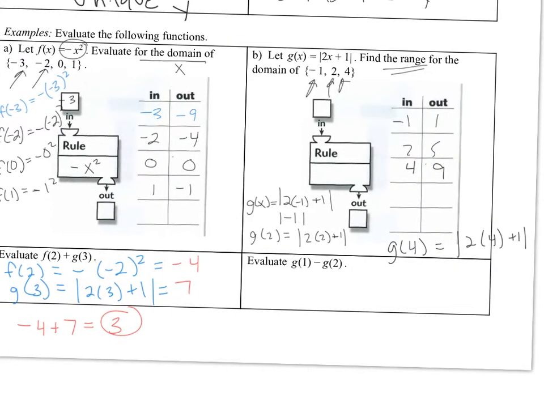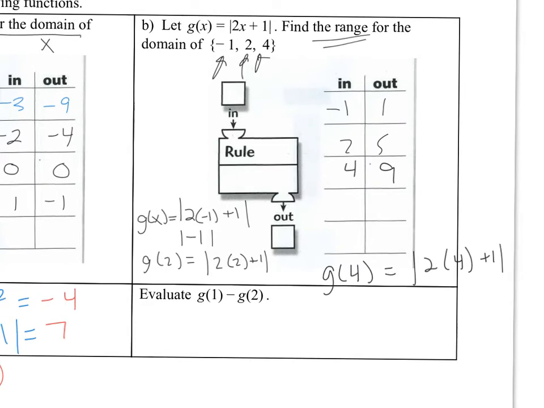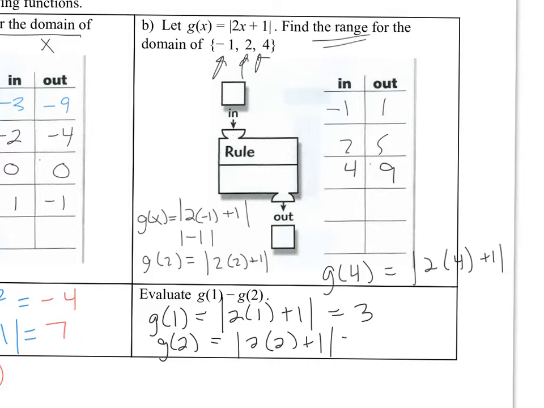Same thing with over here. I'm going to do g of 1 minus g of 2. So first I'm going to do g of 1. So g of 1 is equal to the absolute value of 2 times 1 plus 1, which is 3. And then I do g of 2. So g of 2 is equal to 2 times 2 plus 1, which is 5. So g of 1 minus g of 2 is 3 minus 5, which is negative 2.